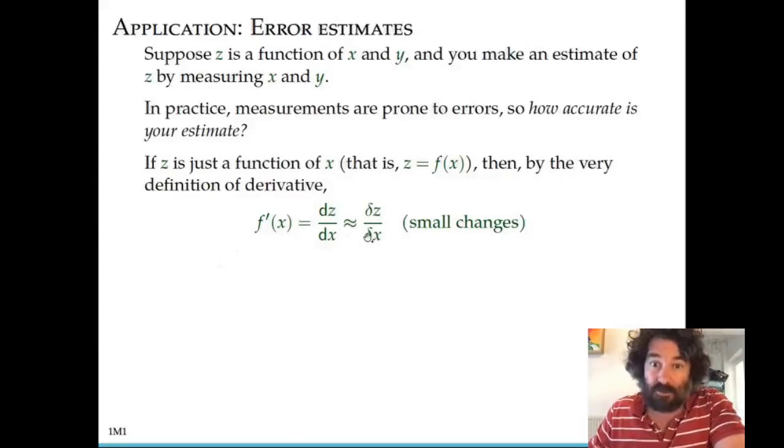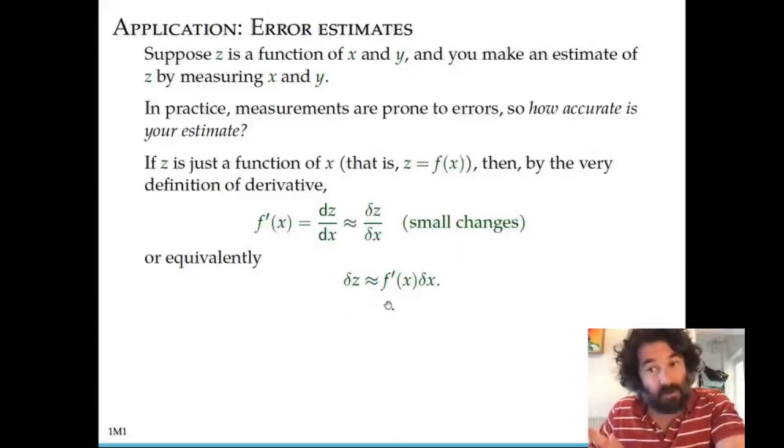If you divide through by delta x, the change in z due to a small change in x is the change in x times the derivative of z with respect to x. In fact, when you take the limit as delta x goes to 0, this second equality becomes exact, not just an approximation. This is the same linear approximation we discussed in the previous video. The small change in z is approximately the derivative of z with respect to x, or f prime of x, times the change in x.